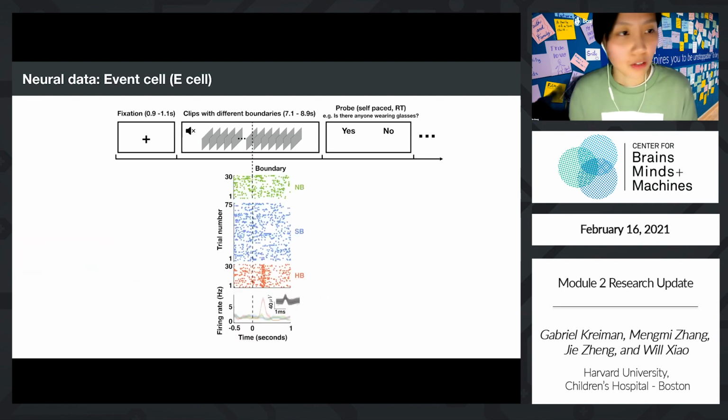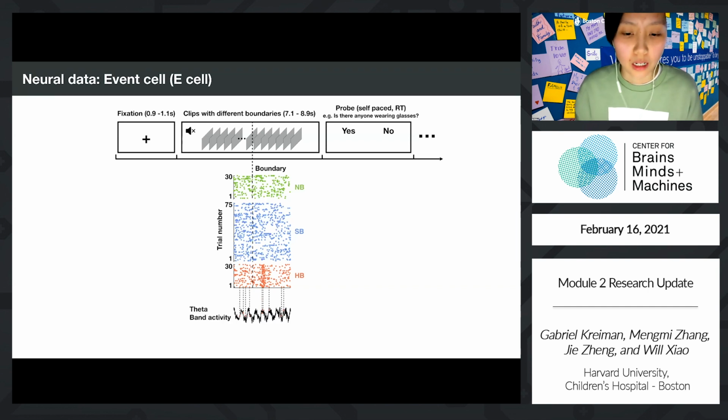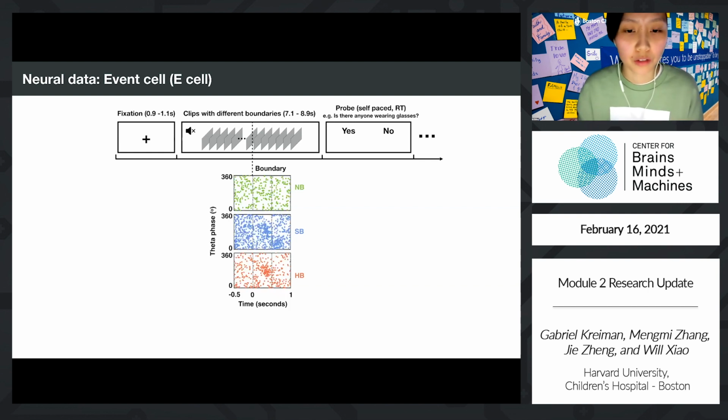And then how about the event cells? This is the same event cell I showed you before, which increases its firing rate only for the hard boundaries. We can convert this raster plot into a phase plot by converting the time when the spike activity happens relative to the theta oscillations we observed. So now this plot is converted to a phase plot, with the x-axis still being time, but the y-axis now being the theta phase.